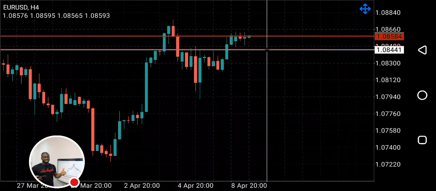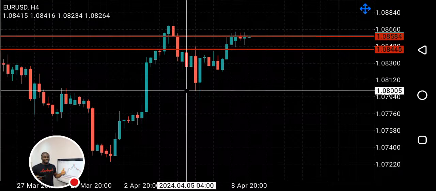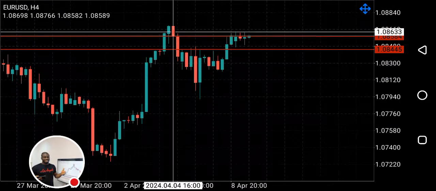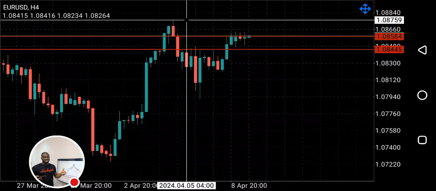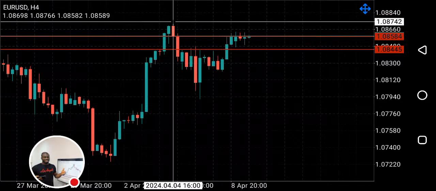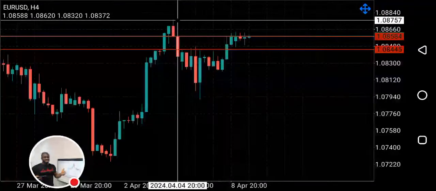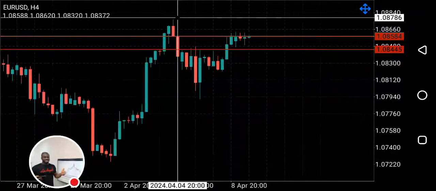If a 4-hour candle closes below this level, you should sell Euro USD. And if you are selling Euro USD, your stop loss should be a few pips above this high. Anything that makes price break this high, there's a high probability that Euro USD will go bullish. At this previous high, there are a lot of stop losses, so they might want to clear liquidity at this previous high before pushing price down.